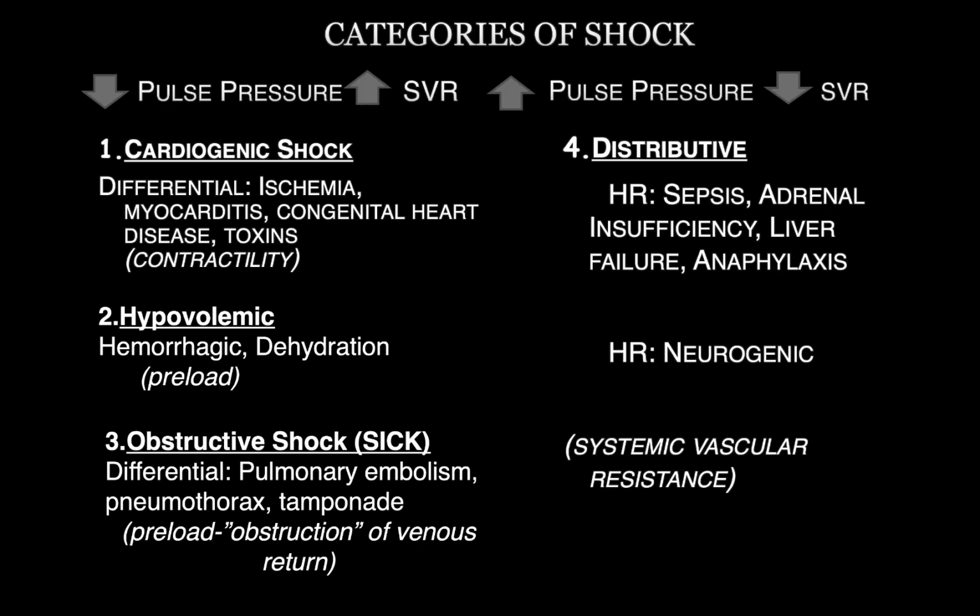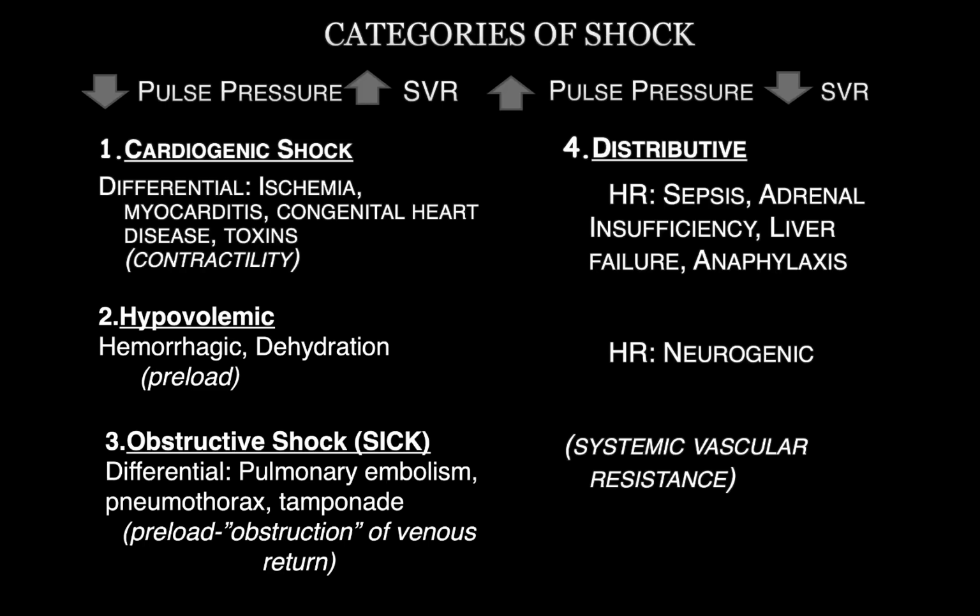Another important process in distributive shock, as you may recall in the discussion of hypovolemic shock, is the concept of venodilatation and an increase in venous capacitance and a relative hypovolemia as blood pools in the venous system. Further contributing to this relative hypovolemia is the increased capillary permeability which occurs in distributive shock. This leads to a loss in plasma volume from the vascular space into the interstitial space.